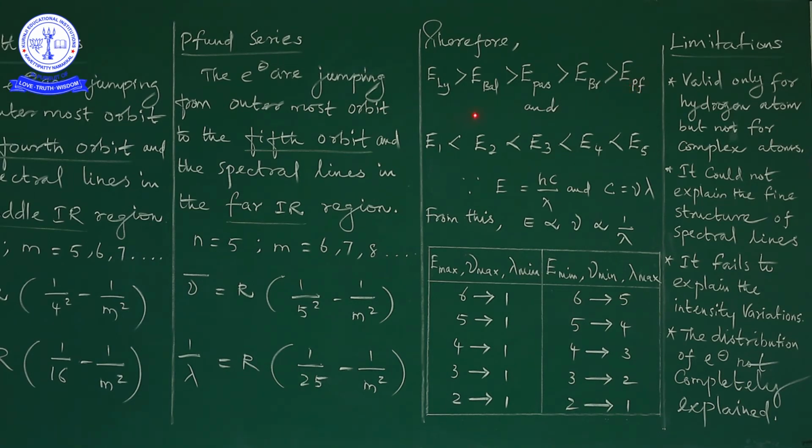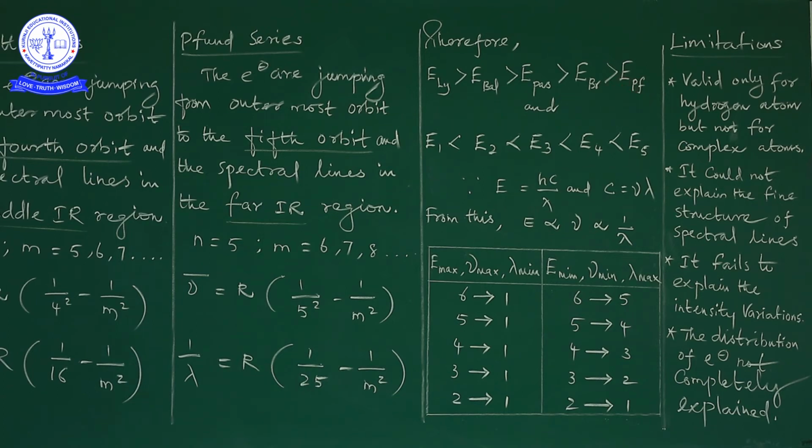While comparing these 5 series of energies, which one is greater? We have to keep in mind the energy of the Lyman series is always greater than that of the Balmer series, and the energy of the Balmer series is always greater than that of the Paschen series, and the energy of the Paschen series is always greater than that of the Brackett series, and the energy of the Brackett series is always greater than the energy of the Pfund series.